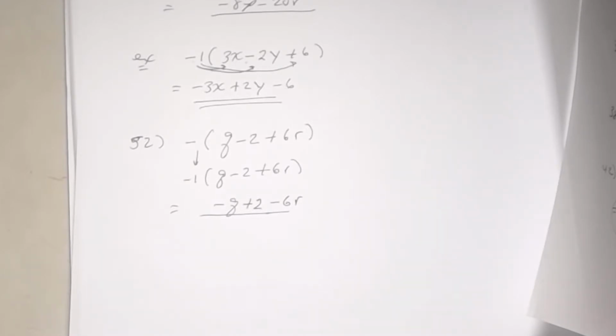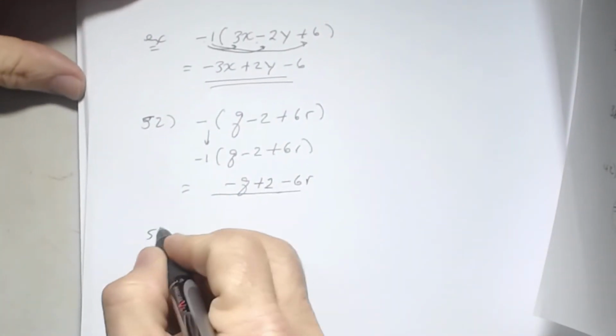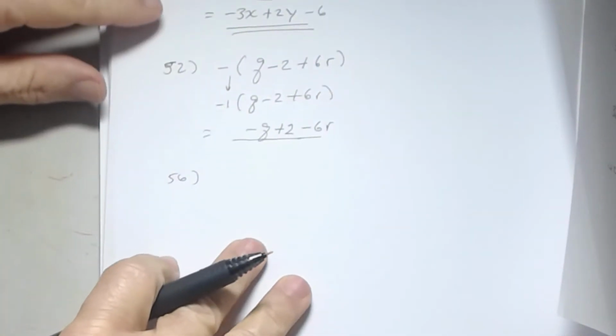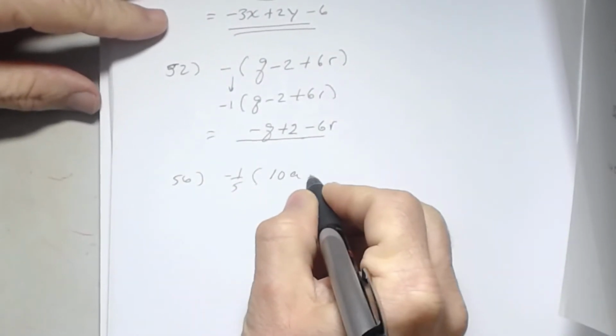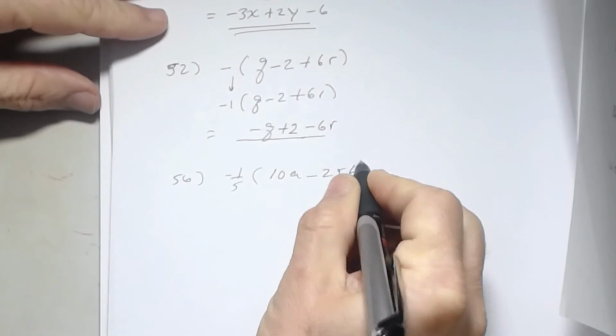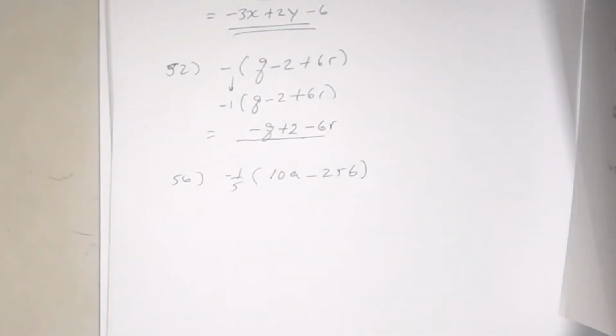All right? Number 56, you have this. You have -1/5 times 10a minus 25b. Now, some of you have a little bit of trouble with fractions. Don't let that throw you off. You have to deal with fractions. What's that? -1/5 times 10a minus 25b.